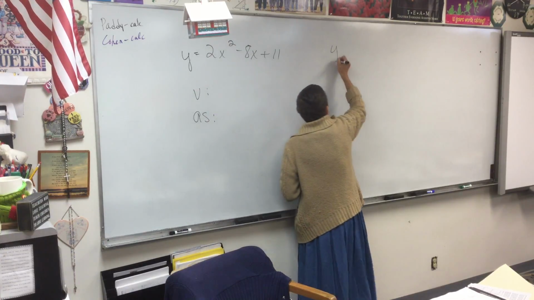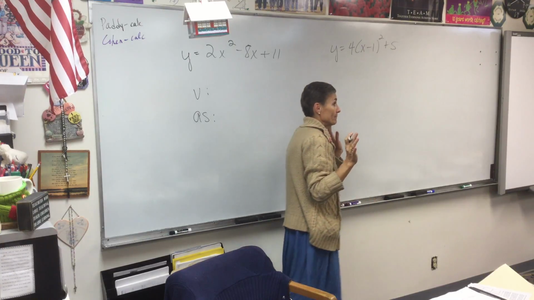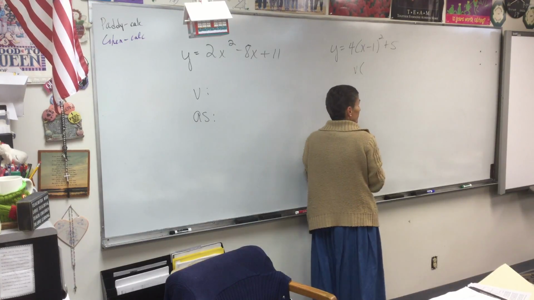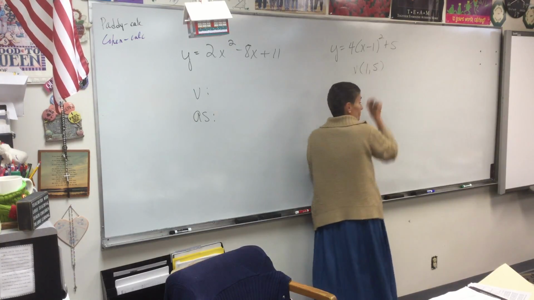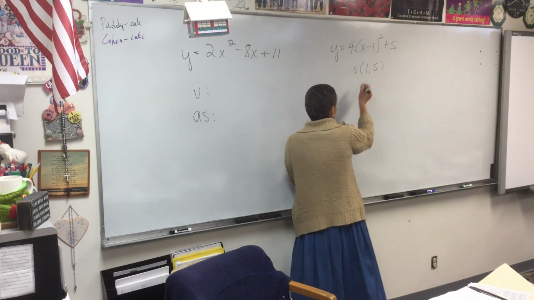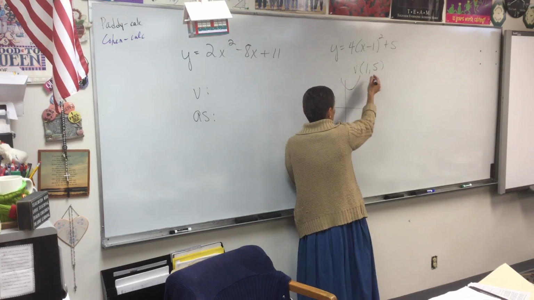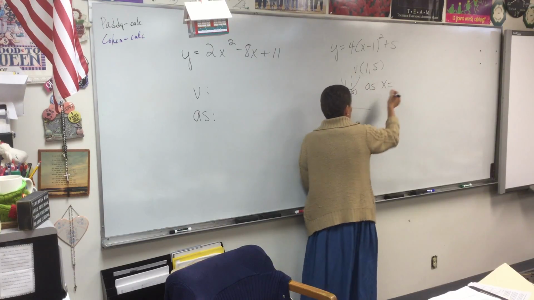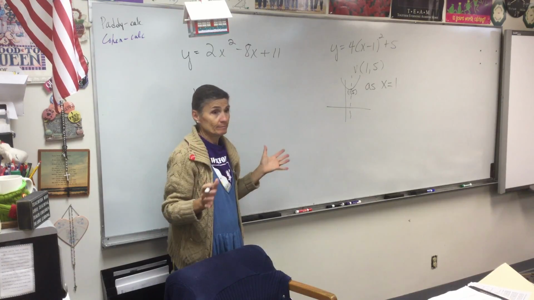Wouldn't it be great? My question is, what's the vertex? What's the axis of symmetry? If my equation looked like this, I would be all set. Because if it looked like this, you could tell me that the vertex was where? 1, 5. Right 1, up 5, right? And if the vertex is 1, 5, then the axis of symmetry is the line where x equals 1. So as long as our equation looks like that, we're good.